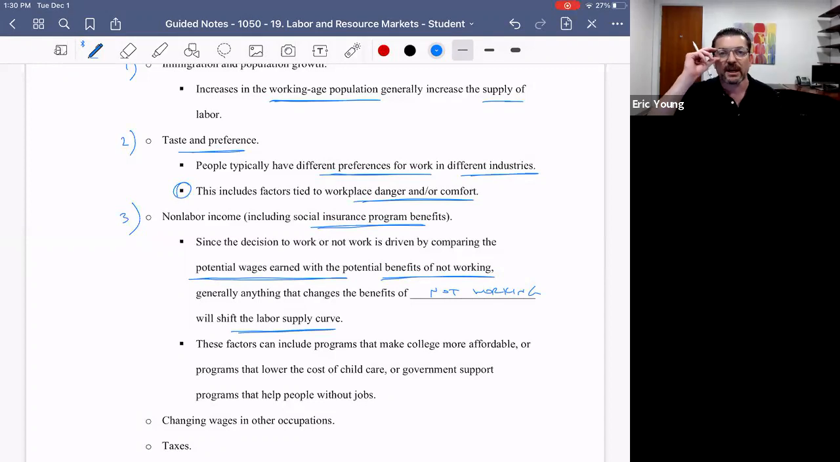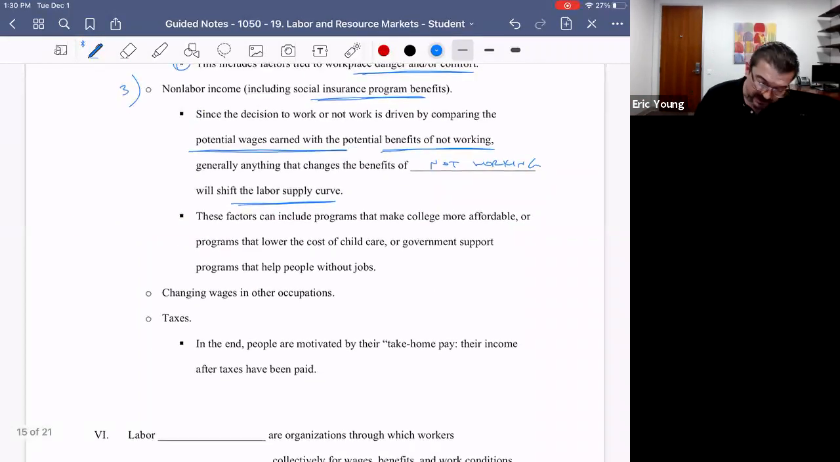In other words, my friends, if you are able to generate some sort of income without working, that's going to change your demand for work. You're going to be more or less likely to work if you have more or less income coming in from non-work sources. Okay? This is really important from the policy level, because we see a lot of this at the policy level.